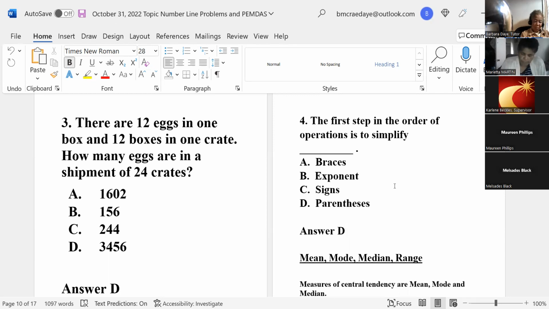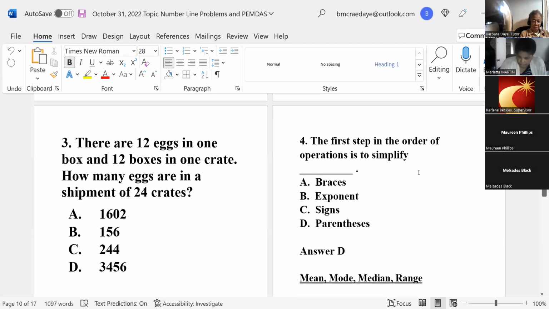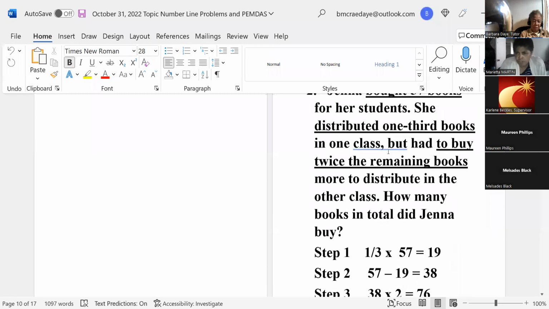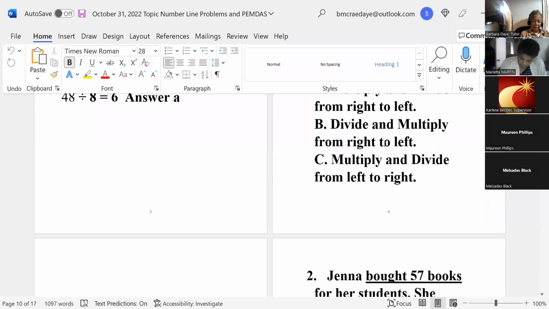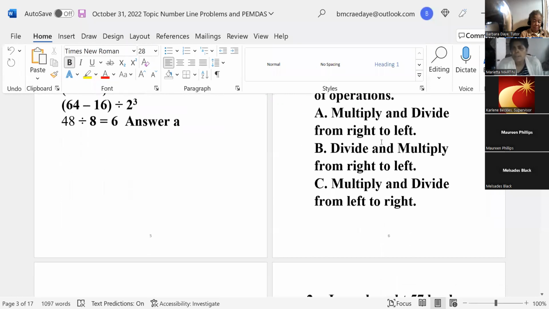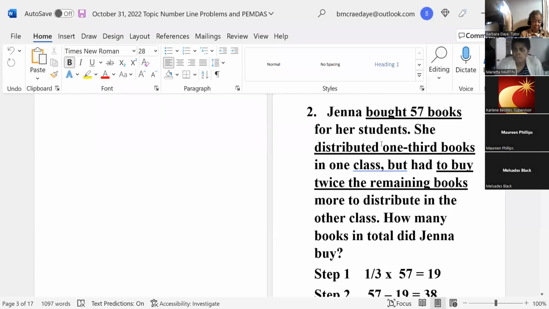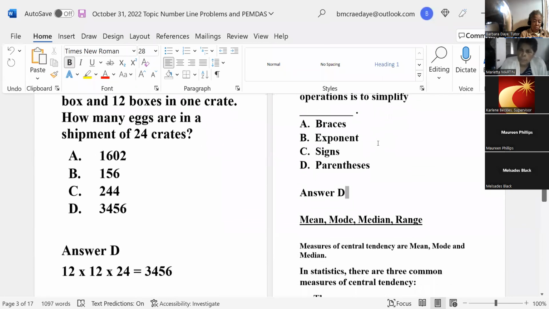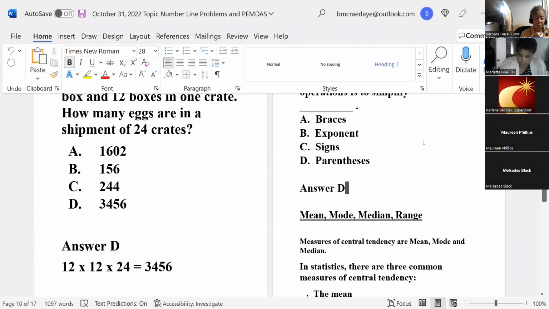Any questions on PEMDAS, signs, number line? Everybody's clear on that, right? Okay. Well, we'll go to another topic.